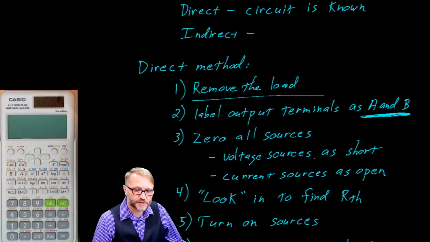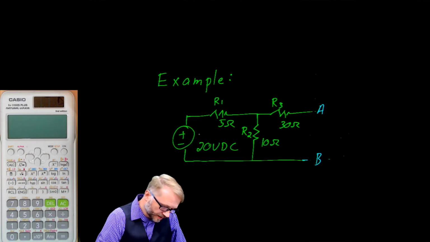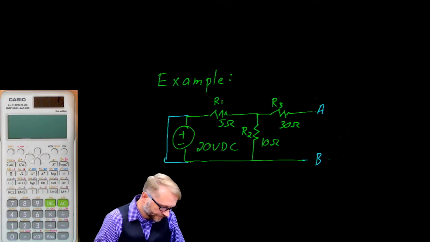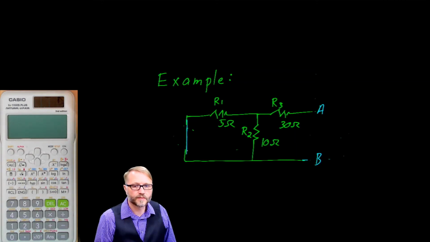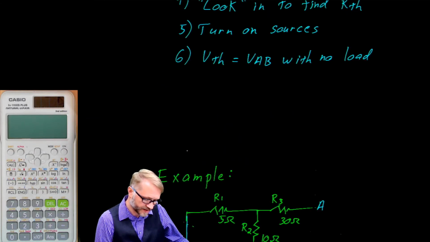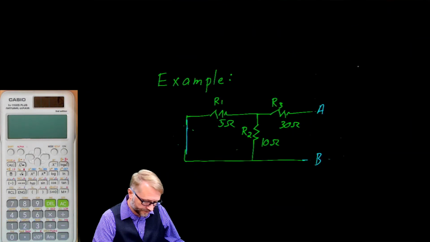Zero all sources. So if it's a voltage source, we are going to pretend it is short-circuited. Or, if you prefer, we can just remove it entirely, and we will run a line where it used to be. So this is now a short circuit. Again, that's what it says, right? We want to zero all sources, voltage sources, as a short circuit. And that's what we've done.